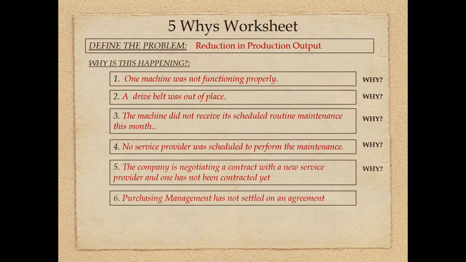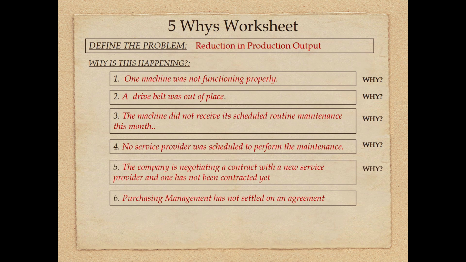So now, though, we should be able to go backwards. Purchasing management has not settled an agreement. Why? The company's negotiating a contract with a new service provider and one has not been contracted yet. Why? No service provider was scheduled to perform the maintenance. The machine did not receive its scheduled routine maintenance this month. A drive belt was out of place, and that's why our machine was not functioning properly.